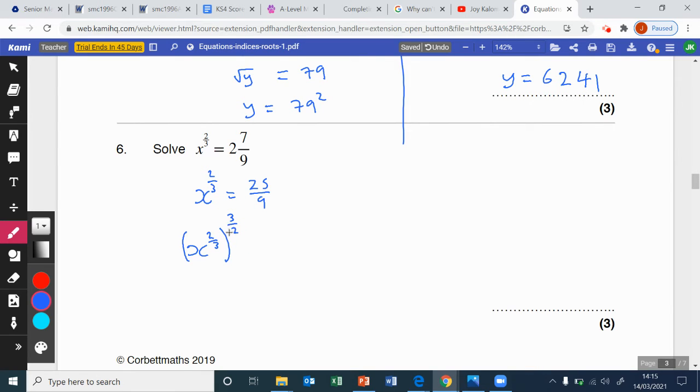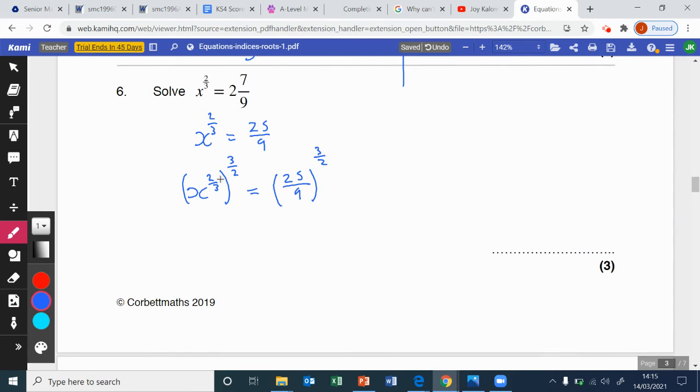Why am I raising it to the power of 3 over 2? It's the reciprocal of 2/3, just like with the previous example. If I now multiply these indices, let me just write this as well, to the power of 3 over 2. If I'm multiplying these two fractions, I end up getting 6 over 6, which is 1. So I'm left with x to the power of 1 is equal to 25 over 9 to the power of 3 over 2. x to the power of 1 is just the same thing as x. So I can say that x is equal to 25 over 9 to the power of 3 over 2.